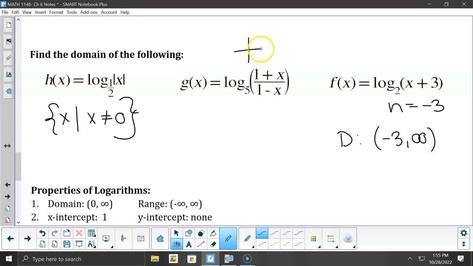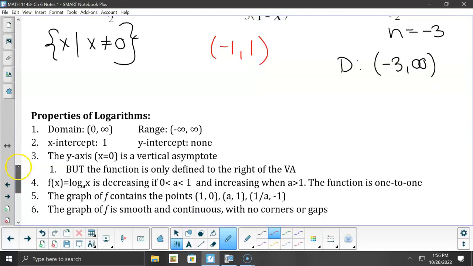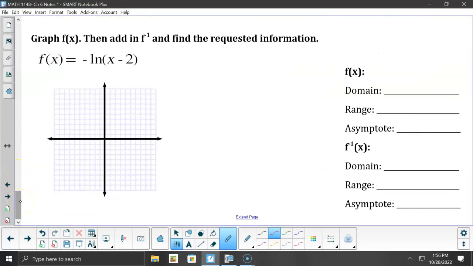Yeah, it's just negative 1 to 1. So, exclusive. And we're going to do an example, and then we're going to write up the last little piece, because it gives me enough time to pass stuff out. Yeah, f of negative 1.